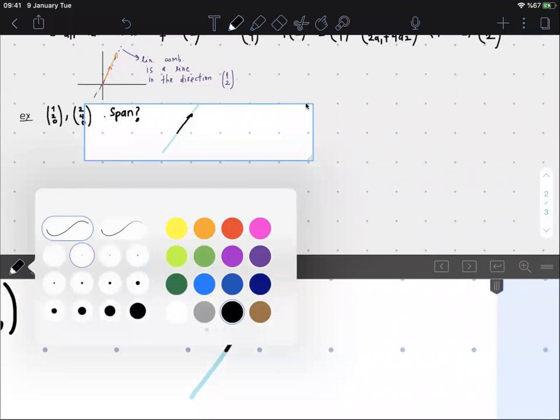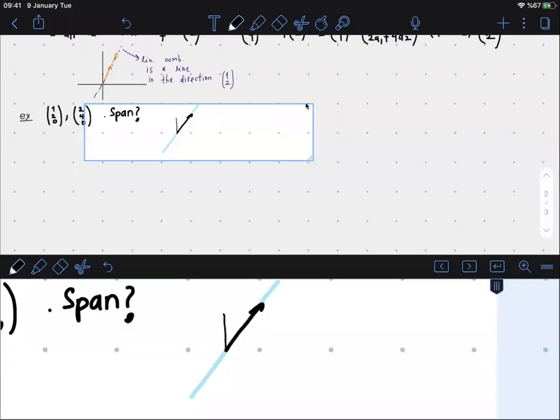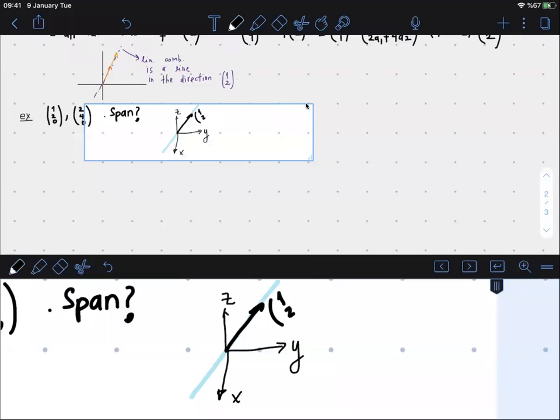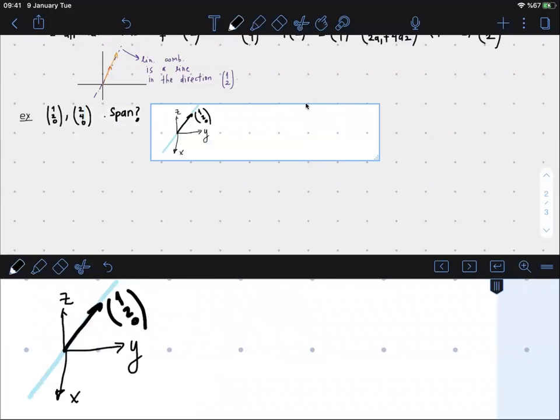So what do I mean? This is the three-dimensional space, x, y, z directions. And this is the vector 1, 2, 0. So the span of these two vectors is a line. So this is the span, okay? So the span of these two vectors is a line.